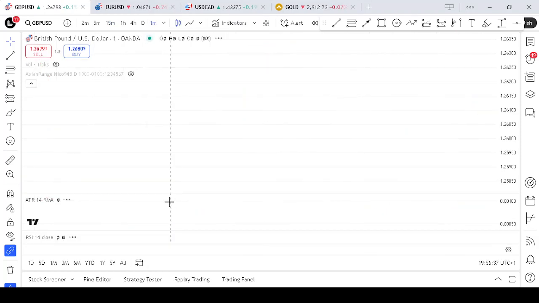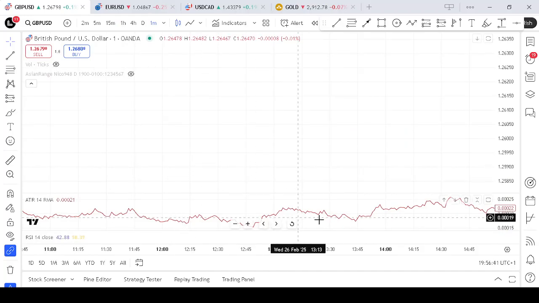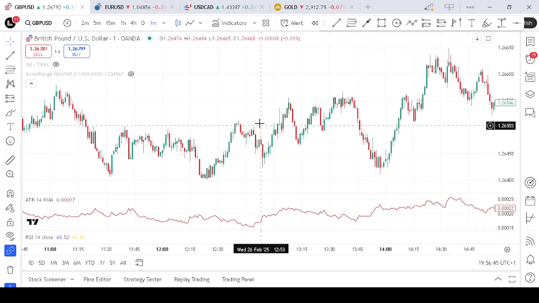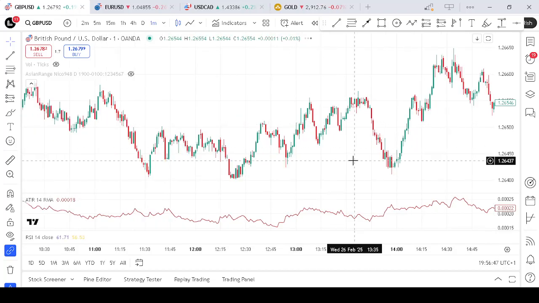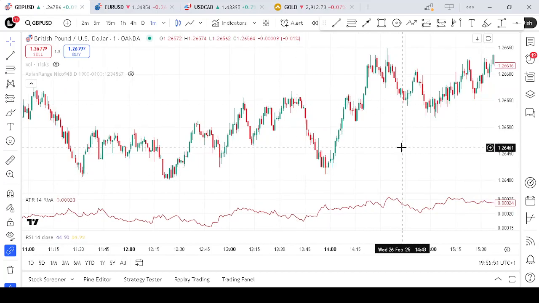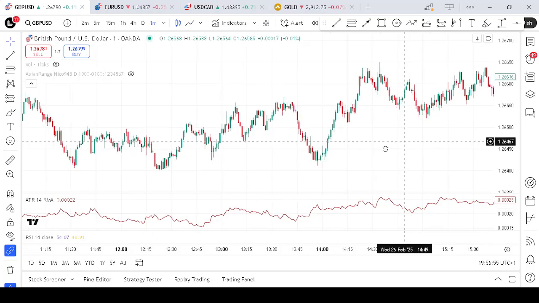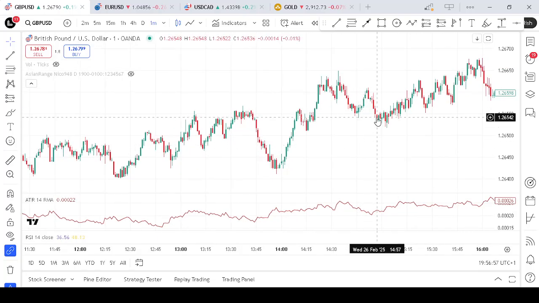Scalpers aim to make small profits on each trade, which can accumulate significantly over time. To effectively scalp, traders typically use momentum indicators such as the RSI.